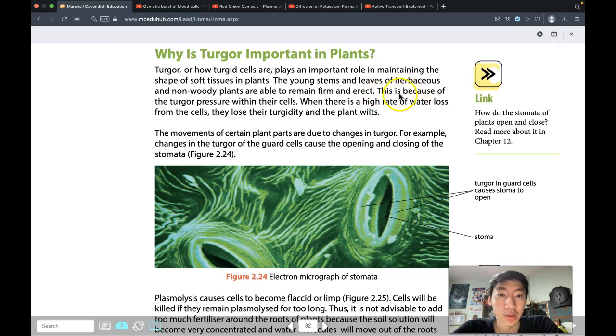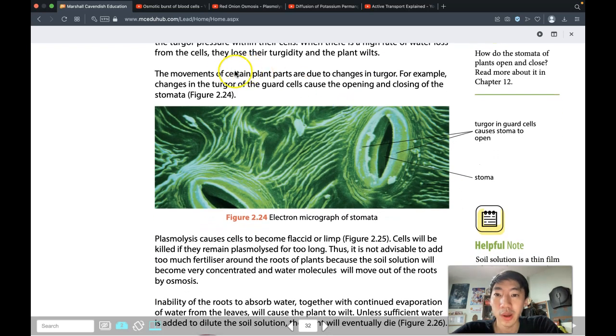This is because of the turgor pressure within their cells. And when there is a high rate of water loss from the cells, they will lose their turgidity and the plants wilt. The word wilt means that the plant becomes folded up. The movement of certain plant parts are due to changes in turgor. For example, the changes in the turgor of the guard cells cause the opening and closing of the stomata.